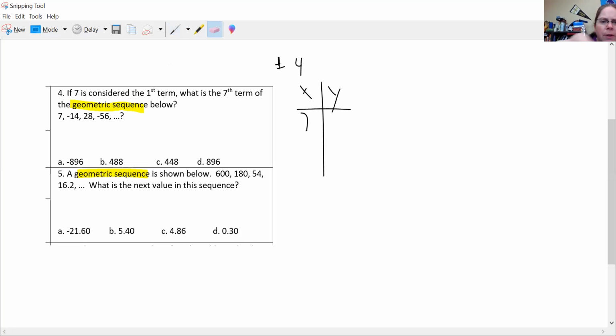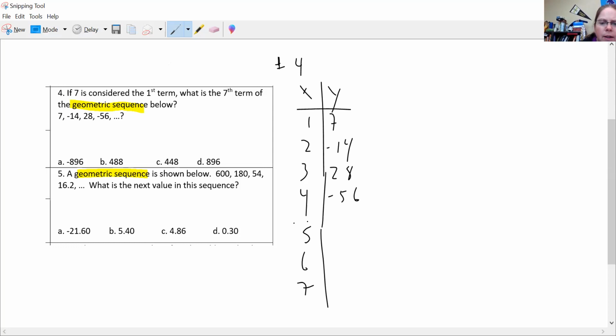1, 2, 3, 4. We're asking for the 7th term. The sequence is 7, negative 14, 28, negative 56. That's what we're given. We want to know what the 7th is.